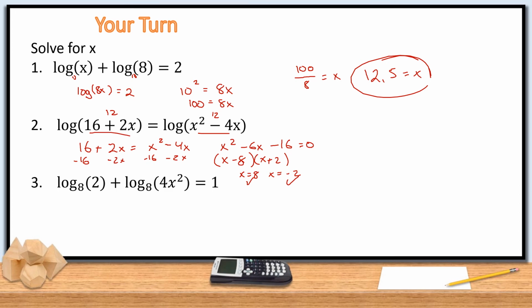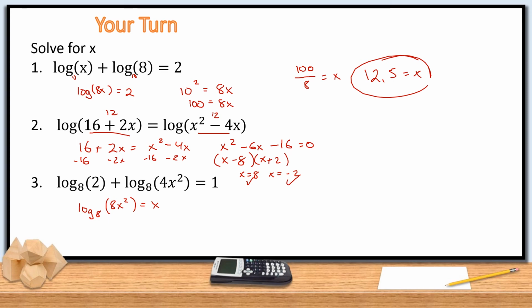All right, we have log base 8 of 2 plus log base 8 of 4x squared equals 1. So they have the same base. We can go from there. It means we're going to multiply the two of them together. So it's going to be log base 8 of 8x squared equals 1.